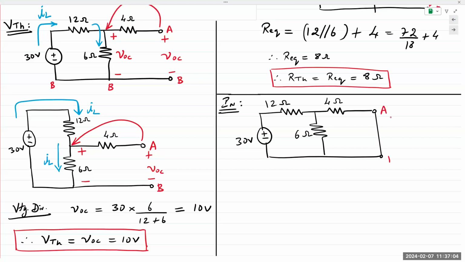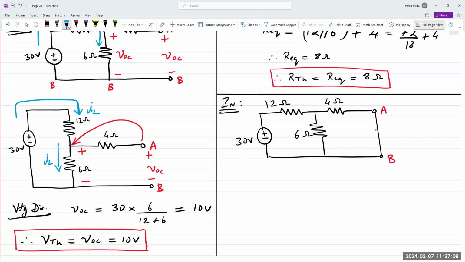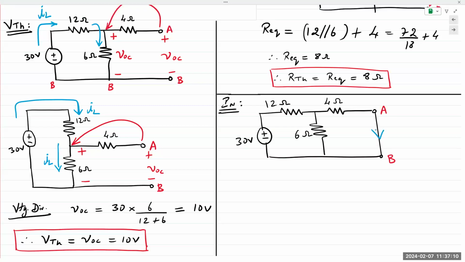This is A, this is B, and take note of the current direction. ISC is flowing down this way. Current needs a pathway to flow through. So if we want to analyze and find Norton current, we need to have a short circuit wire between A and B.